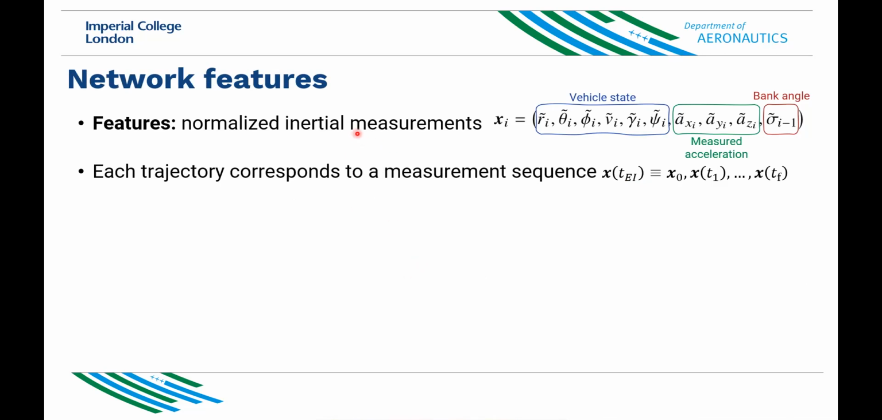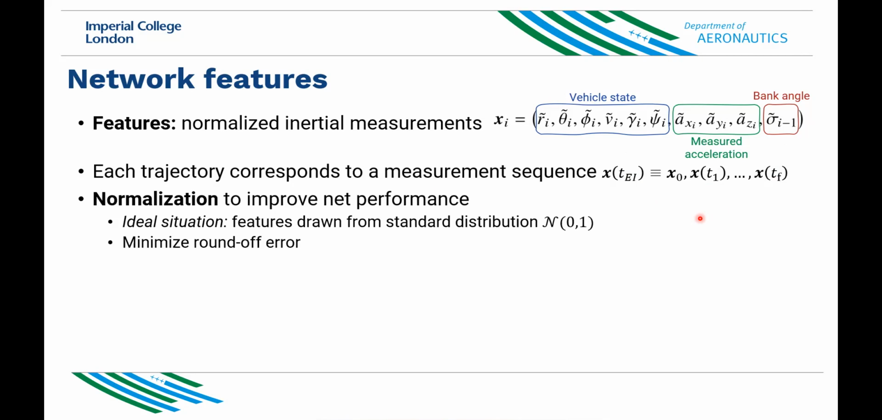Going a little bit into more detail regarding the features, these are normalized inertial measurements. We include in the features quantities that are typically available to the onboard guidance algorithm, such as the vehicle state in spherical coordinates, the measured acceleration, and the bank angle that was commanded at the previous time step. Therefore, we generate a sequence of measurements for each trajectory from the initial time at the entry interface until the final time at the end of entry.